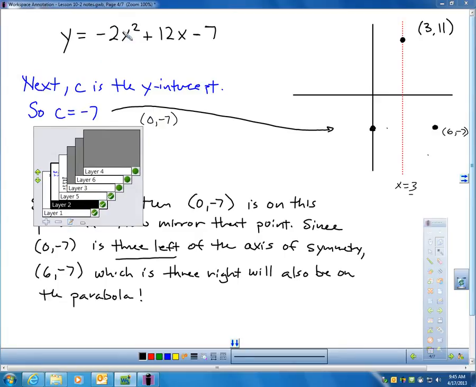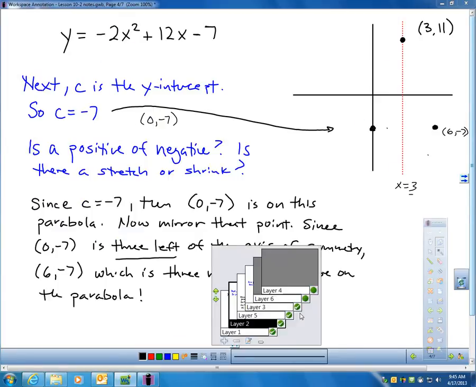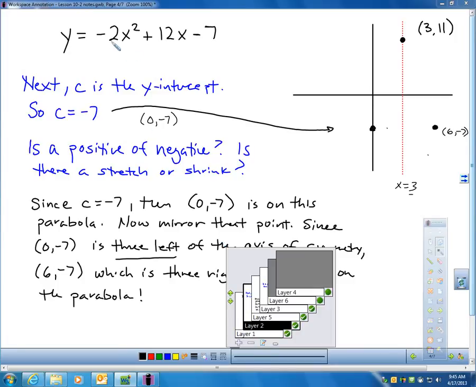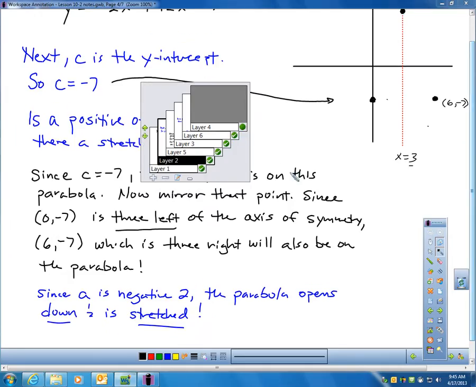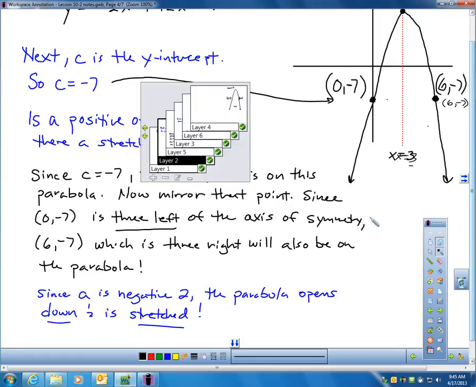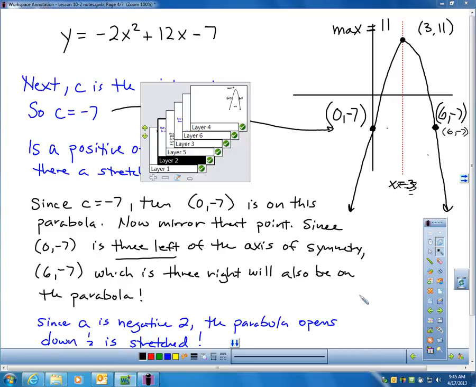And as I said from the beginning, this is opening down. Is A positive or negative? It's negative, so it's opening down. It's being stretched a little bit, and that's what I'm writing here. Now I can finish sketching. My sketch is going to look something like that. I hope I did a good job of explaining that and that it makes sense to you.